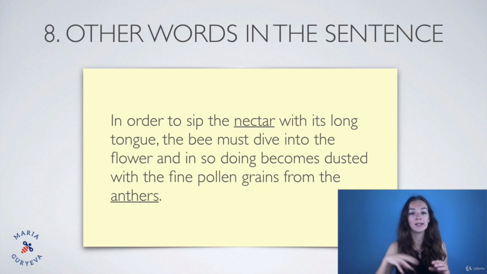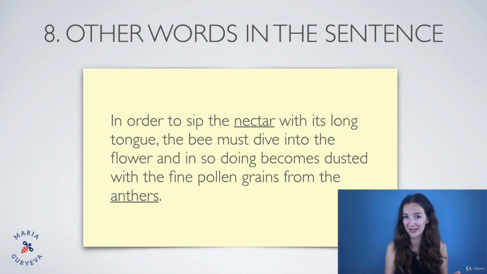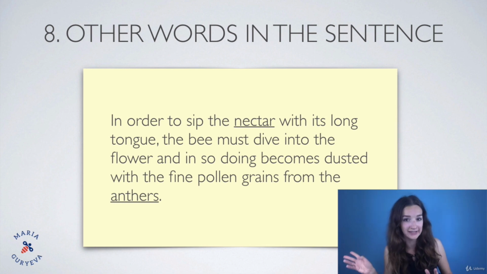For example, in order to sip the nectar with its long tongue, the bee must dive into the flower and in so doing becomes dusted with the fine pollen grains from the anthers. So here we supposedly don't know the word nectar and the word anthers, right? But we have to read this and understand what is the process they're describing, right? They're describing a bee and how it dives into a flower and how it produces honey. Yeah, we learned about it in school, right?